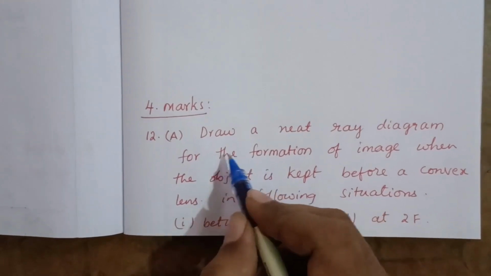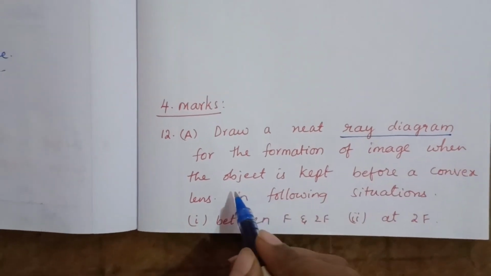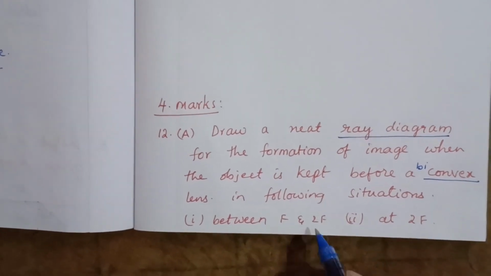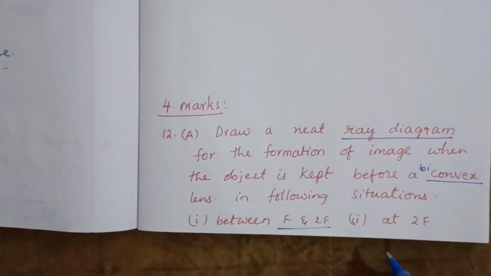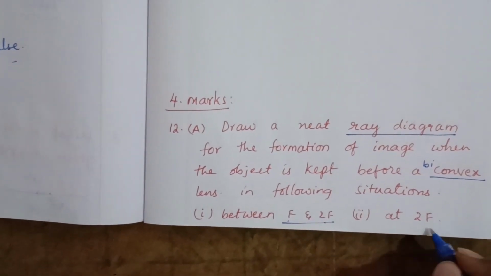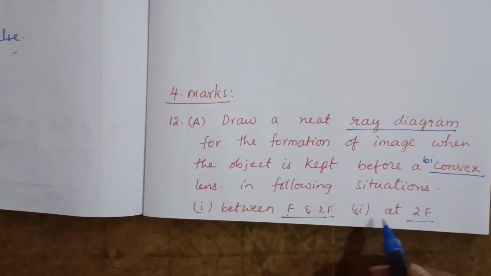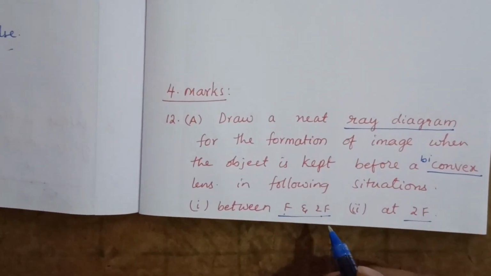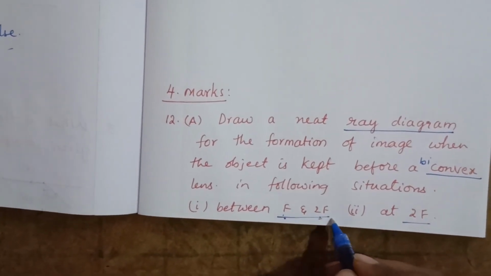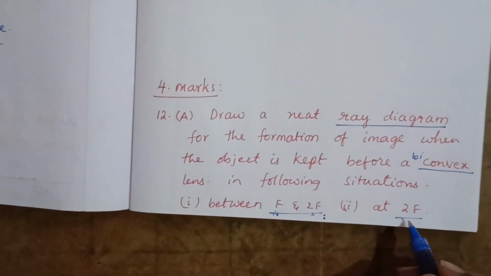Okay. 4 more questions. Draw a neat ray diagram for the formation of image when the object is kept before a biconvex lens in the following situations: when the object is between f and 2f, between focus and center of curvature, and at 2f. These 2 situations' ray diagrams I explained in another video available on our channel. You can go through it. Focus and double of the focus, so f and 2f, focus and center of curvature, and at 2f means at the center of curvature.